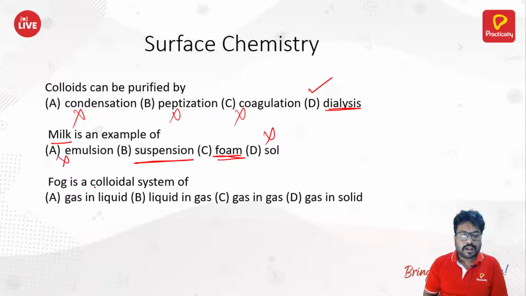Lastly, fog. Fog is a colloidal system of. So we all know what fog is, right? In fog, the gas has been captured into the solid. Therefore, fog is a colloidal system of a gas in a solid. Okay.